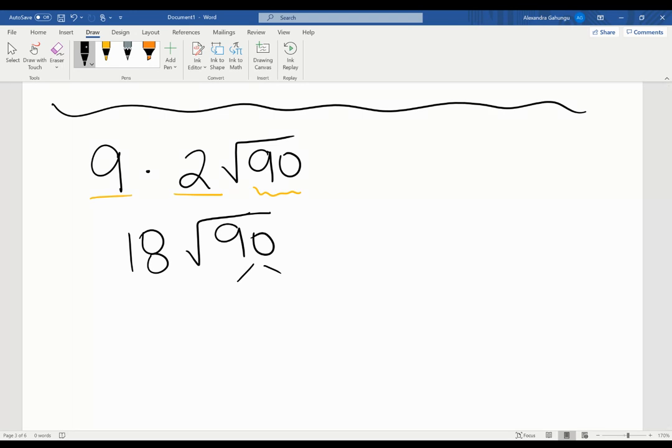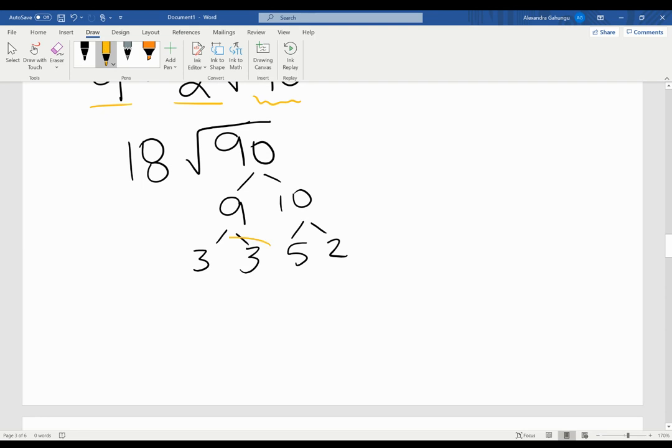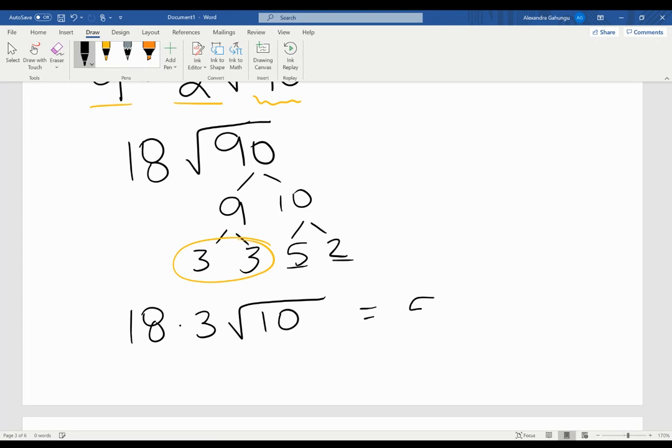Do I have any buddies that can leave the house? So I get 9 and 10, 3 and 3, and 5 and 2. Only buddies that can leave the house are 3. So 18's already out of the house. Now 3 is going to be out of the house. So it's 18 times that 3 that can leave the house. And then what's inside is what didn't have a buddy. I've got a 5 and a 2. So 5 times 2 is 10. So I get 54 rad 10.